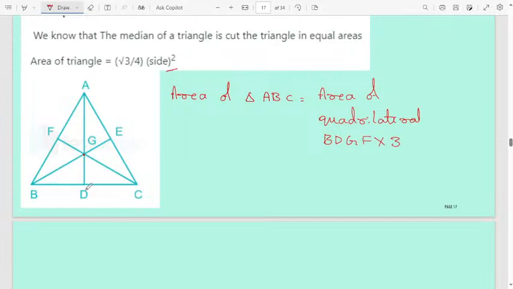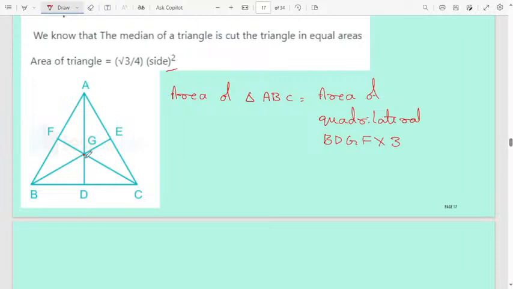Why is it the same? Because you have 3 medians, and these 3 medians cut the area of the triangle into equal parts, so inside the triangle you have 3 equal quadrilaterals. That's why the area of triangle ABC will be equal to the area of quadrilateral BDGF into 3. I gave the name like this. You have 3 quadrilaterals here, because medians cut the area of a triangle into equal parts. That one you have to remember.